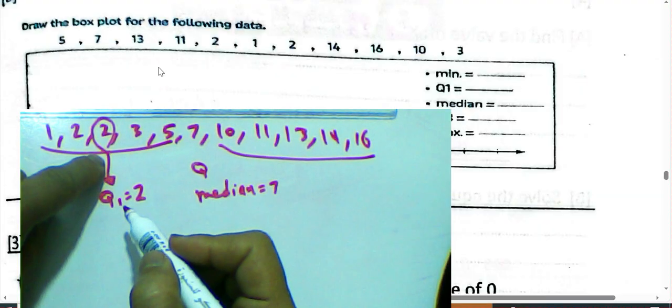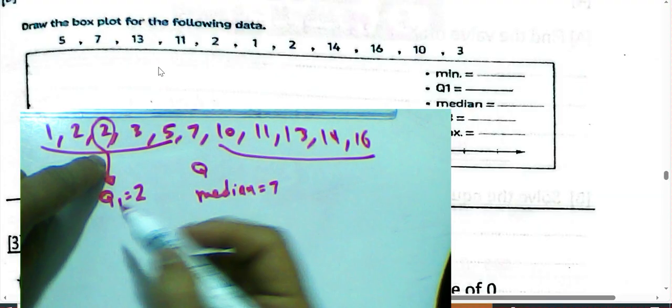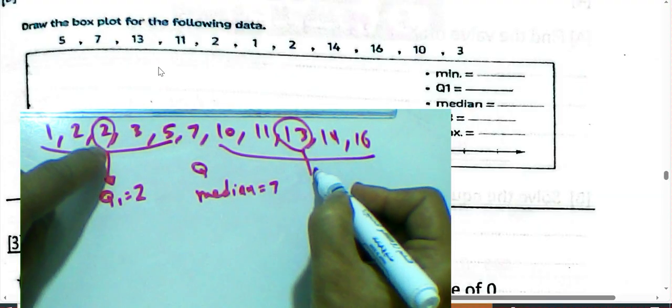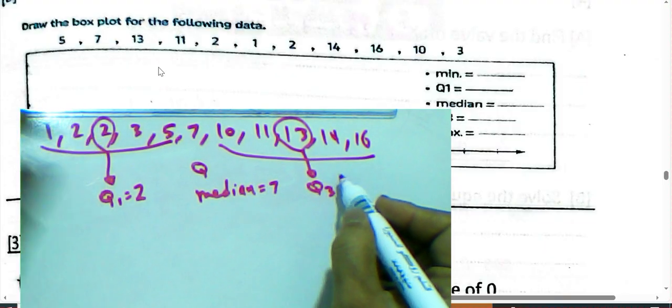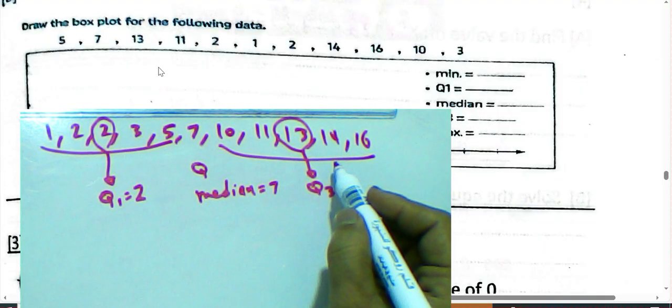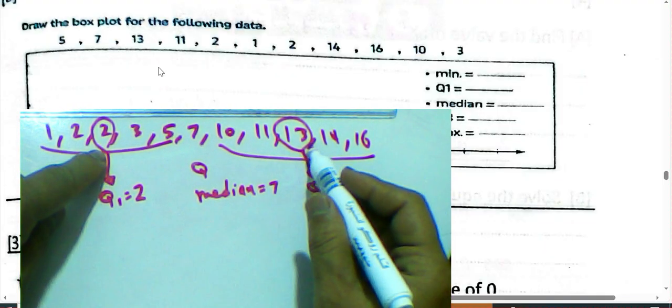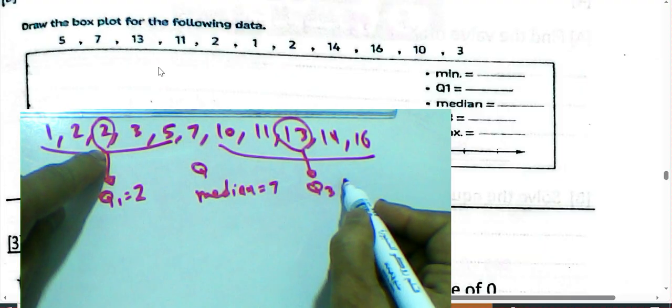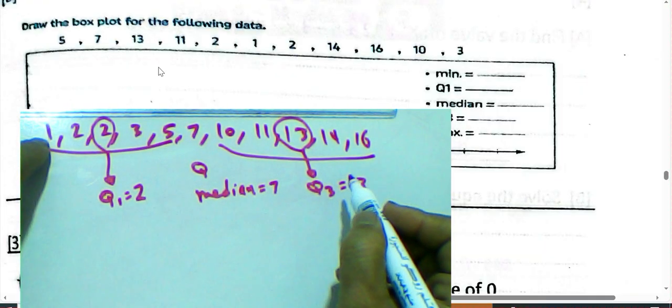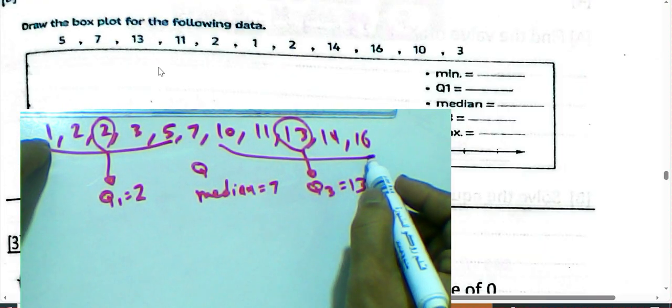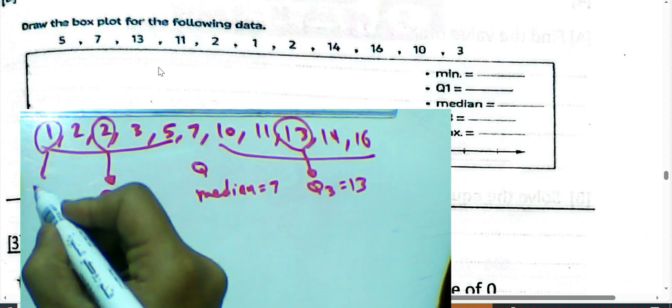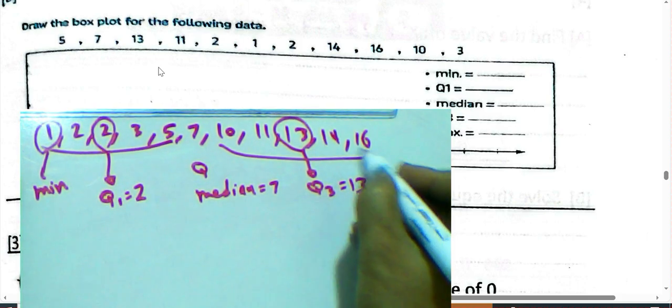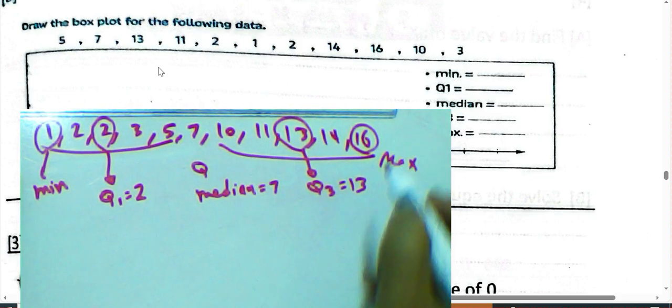Record it, the lower quartile. And 13 is quartile 3, the upper quartile. Quartile 3 equals 13, and 1 is the minimum and 16 is the maximum.